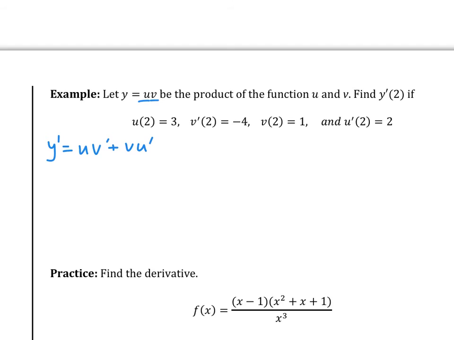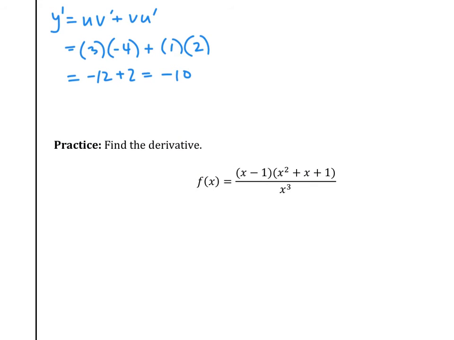Of 2, so that means every one of those functions and their derivatives is evaluated at 2. And it's nice because they tell you what the numbers are. So u of 2, it says, is 3. V prime of 2 is -4, plus v of 2 is 1, and u prime of 2 is 2. So this is a very easy problem, just wanted to see if you understand product rule.